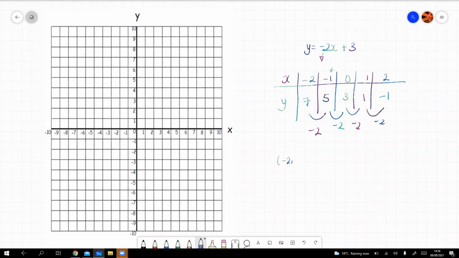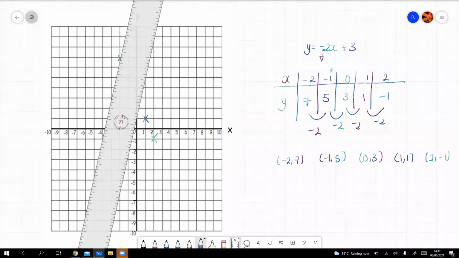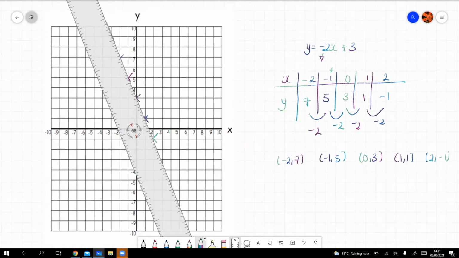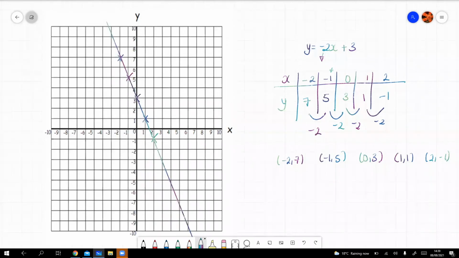So I've got minus 2, 7, minus 1, 5, 0, 3, 1, 1, and 2, minus 1. Make sure the x numbers are first and the y numbers are afterwards. So we've got minus 2, 7, minus 1, 5, 0, 3, 1, 1, and 2, minus 1. Okay, let's just plot that properly. Okay, draw your line. Now, look, the line's going the other way because it's negative gradient, and we'll just check that. Okay, label your line.